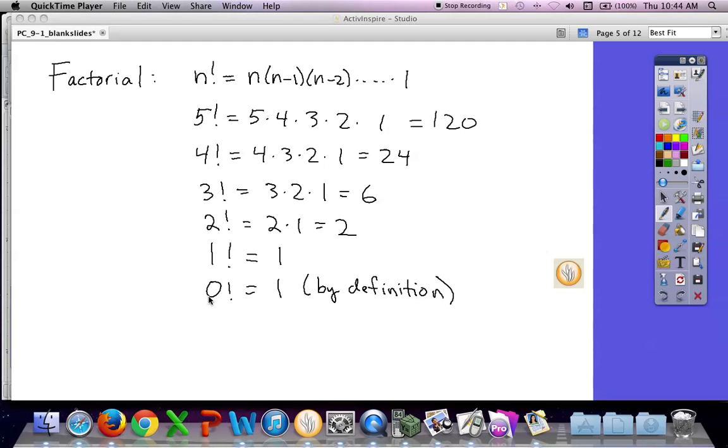But you wouldn't think of this one. 0 factorial is defined as 1. So if you come across a 0 factorial, you just say 1. And it doesn't make sense in terms of the way we define factorial. But when you see a 0 factorial, by definition, it's 1.